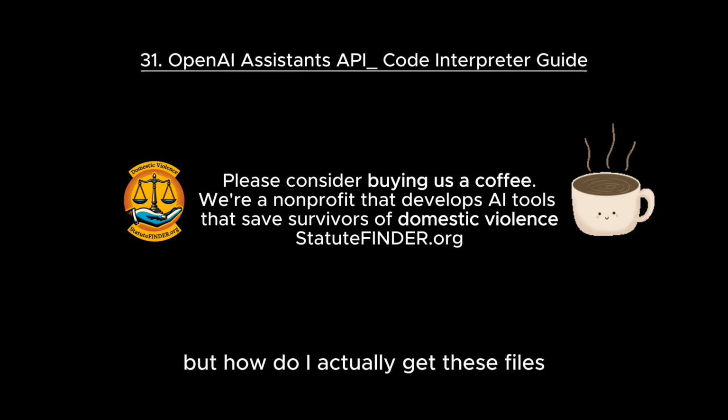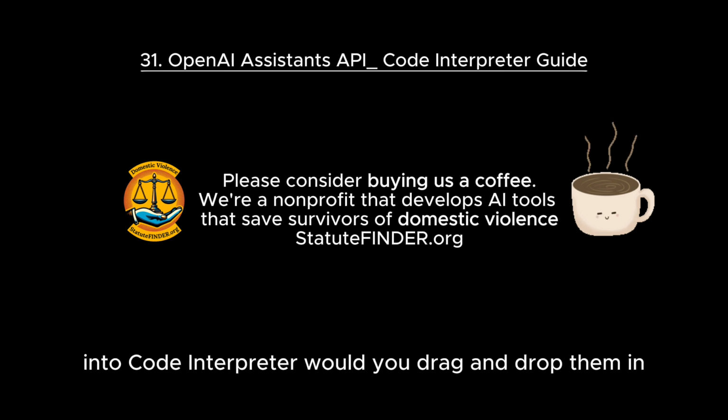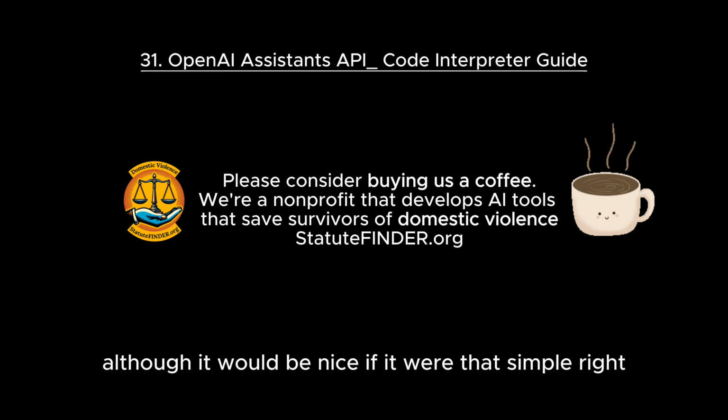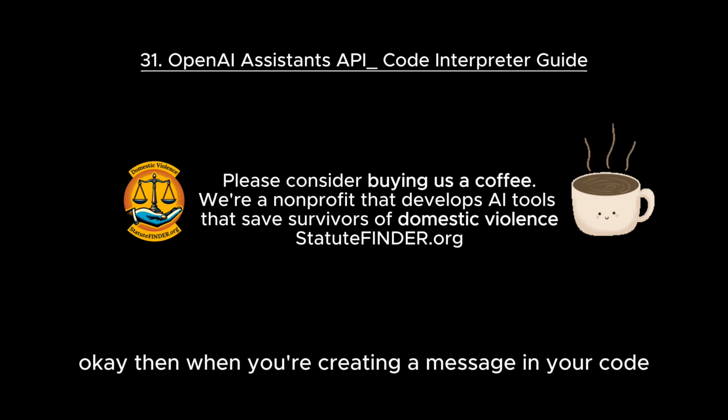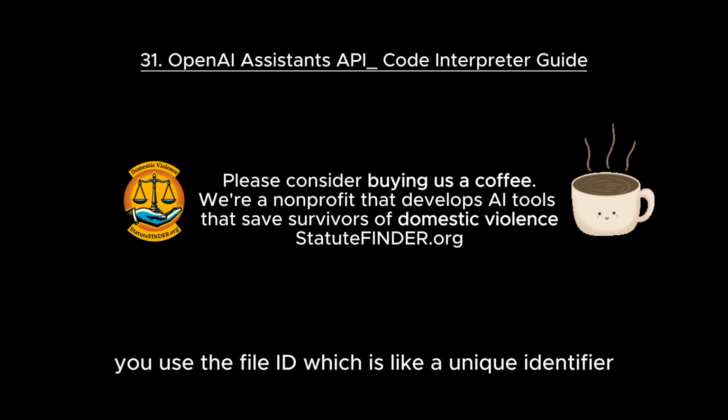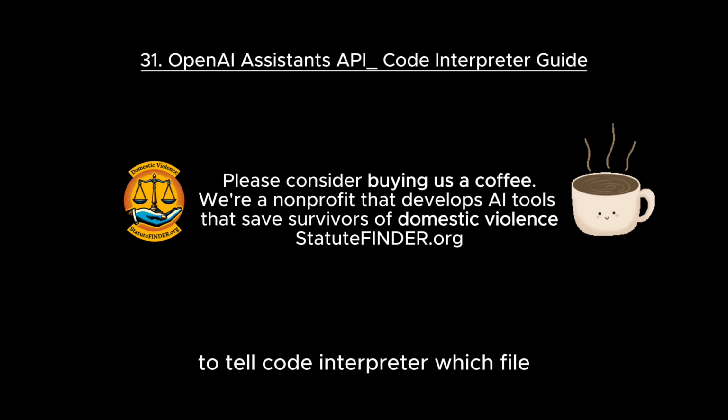Yeah. But how do I actually get these files into Code Interpreter? Do I just drag and drop them in? Not quite, although it would be nice if it were that simple. You use the file upload endpoint to upload your file. Okay. Then when you're creating a message in your code, you use the file ID, which is like a unique identifier, to tell Code Interpreter which file you're referring to. Okay, starting to sound a bit technical here, but I'm following along.